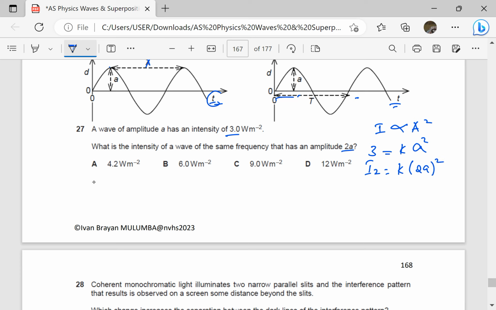So we combine the two. Dividing, we have I2 over 3 is equal to K cancelled, that is 4A squared over A squared. A cancels. So I2 is equal to 3 times 4, which is equal to 12. So our answer is going to be D.